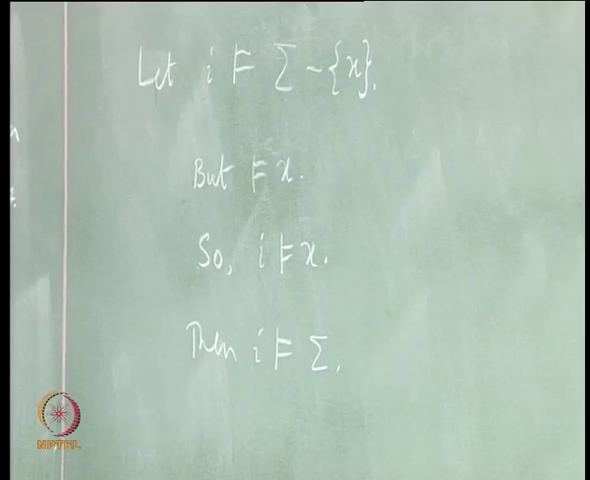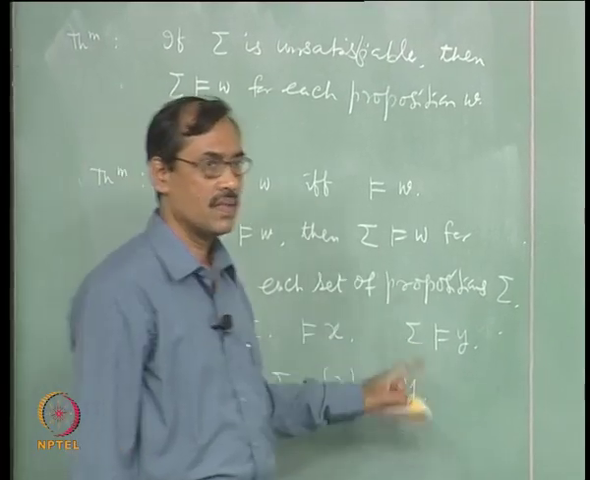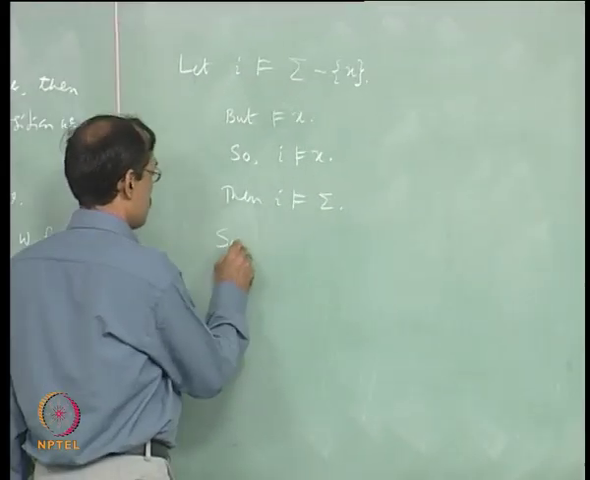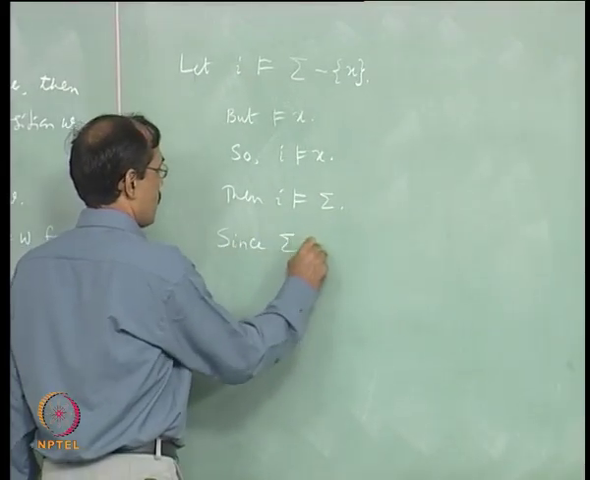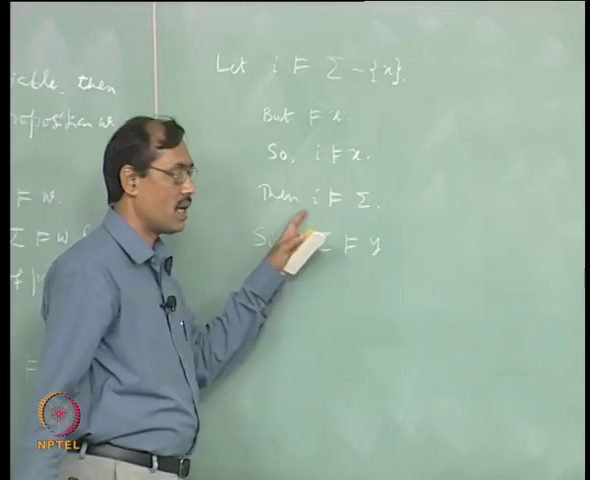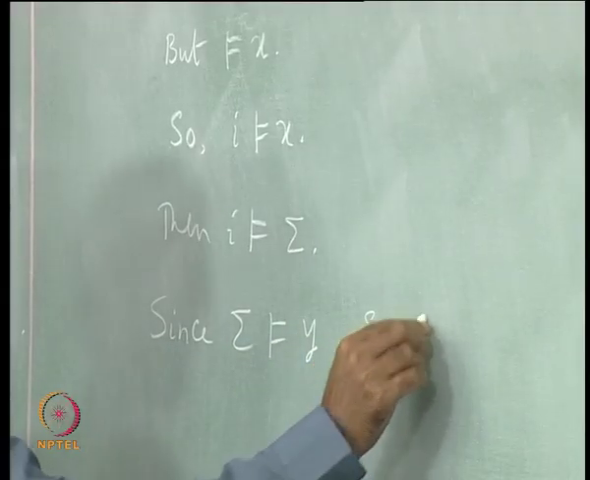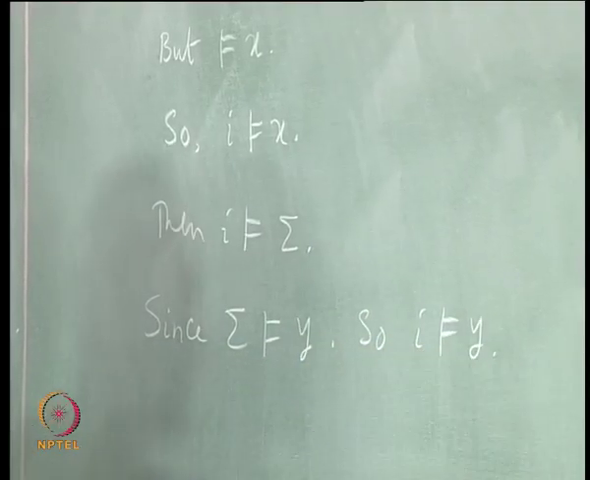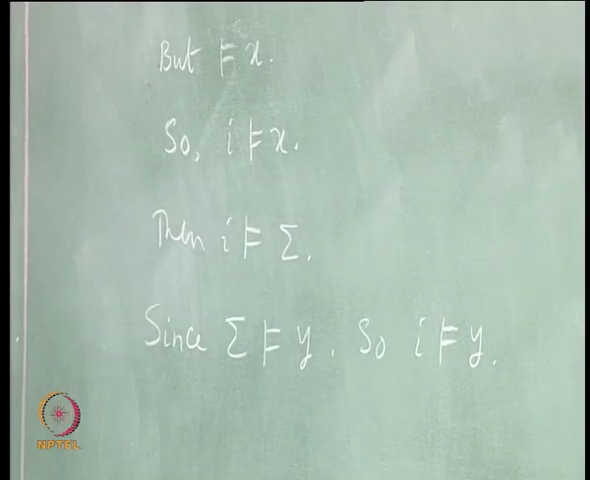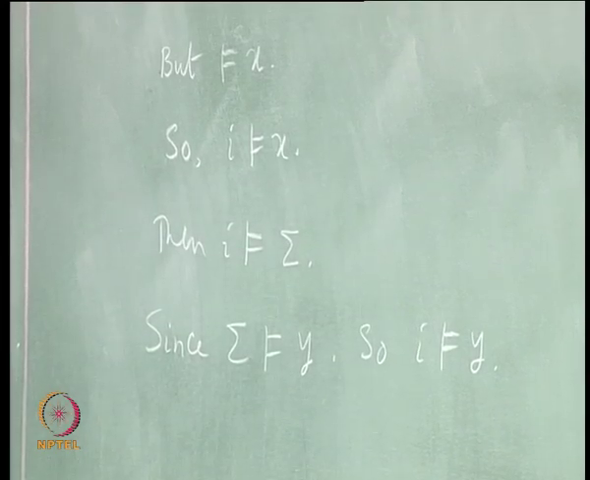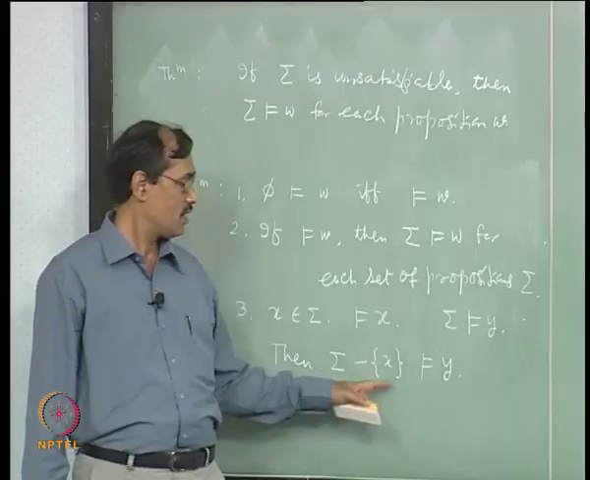Now, you use this hypothesis, that sigma entails y. Sigma entails y means every model of sigma is a model of y. So, I is a model of y, and there we stop. That is what we wanted to show. Every interpretation that is a model of sigma minus x is also a model of y.